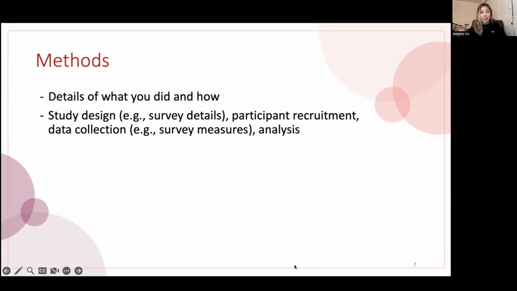Next section is the methods. This is the details of what you did and how you did it. This includes the study design. So if you conducted a survey, what those survey details were, how you conducted the survey, how you recruited participants. Again, really getting into the data collection, what survey measures and questions you might have used. Again, I'm doing a lot of referencing back to a lot of survey stuff. That's not the only way you can do research and write abstracts on. It just tends to be a lot of what I do my work on. And then, of course, you want to talk about what kind of analysis you did.